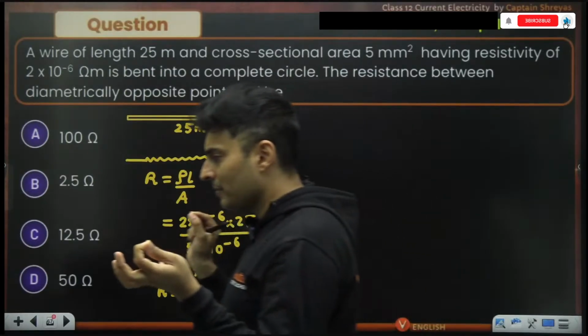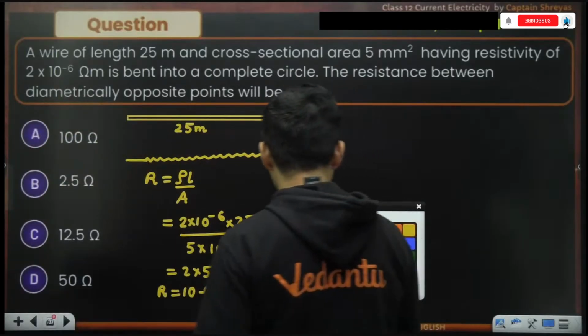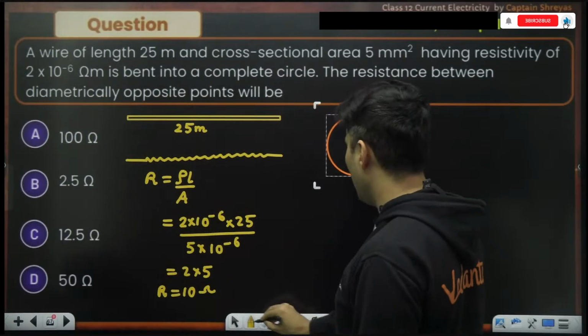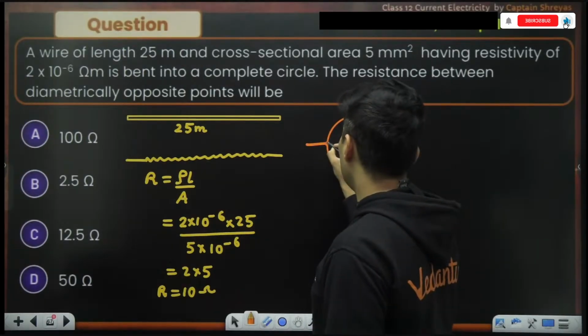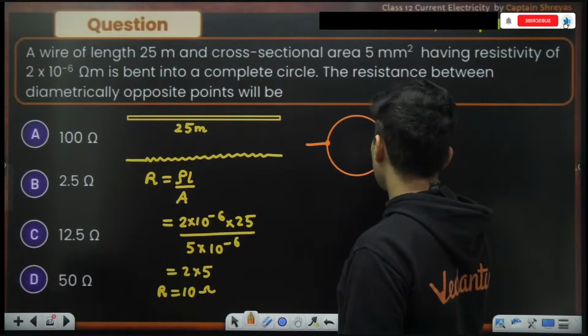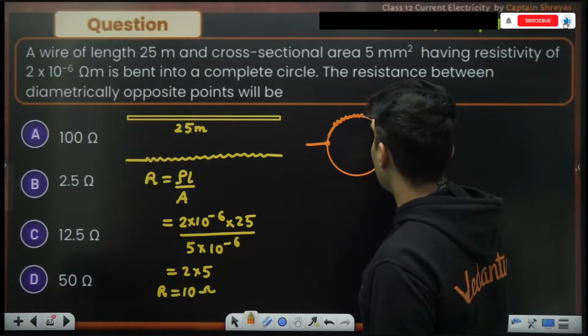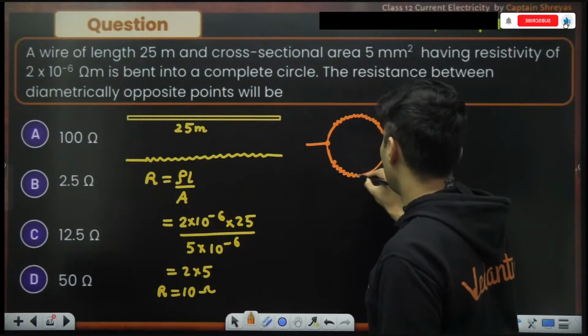You take that wire, and what you are doing now? You are converting it into a circle. Okay, sir, I will convert it into a circle. And now you want to measure the resistance between the diametrically opposite points. That means this and this. These are like two resistors in parallel. If you notice carefully, this is one resistor here and there is another resistor over here.